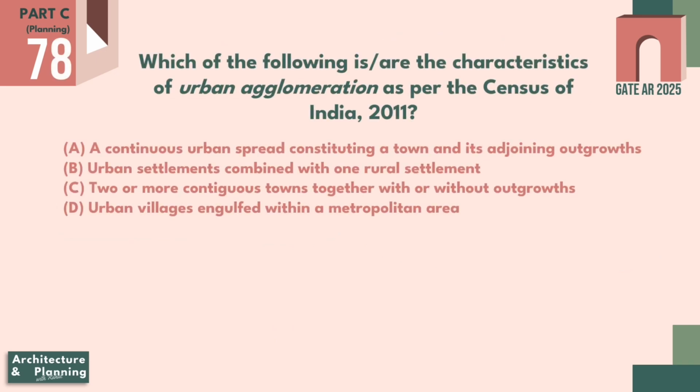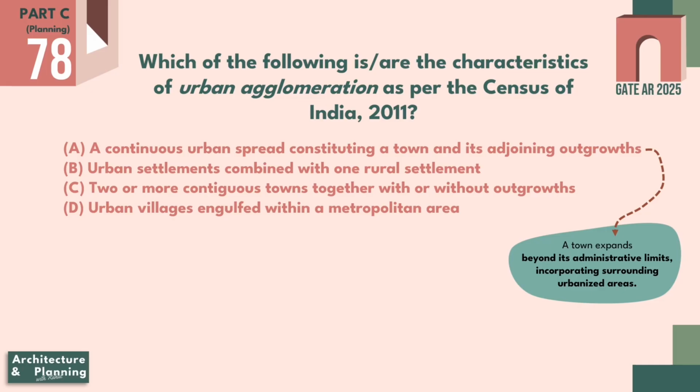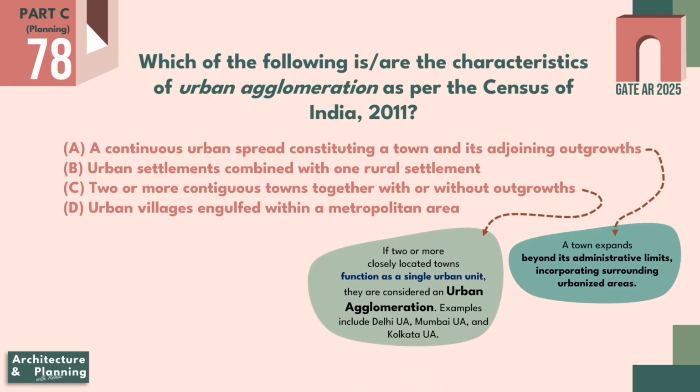Which of the following is or are the characteristics of urban agglomeration as per the Census of India 2011? So urban agglomeration includes the urbanized areas that fall beyond the administrative limits of a town. Other than this, urban agglomeration can be 2 or more contiguous towns. Those over the period of time are functioning as a single unit.